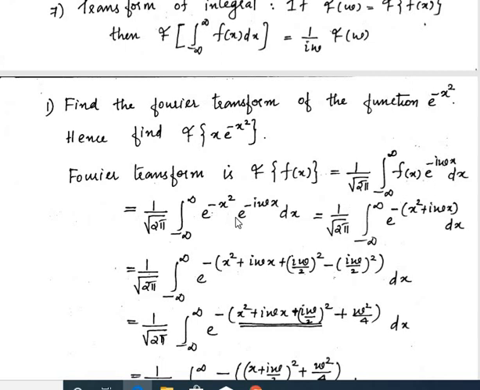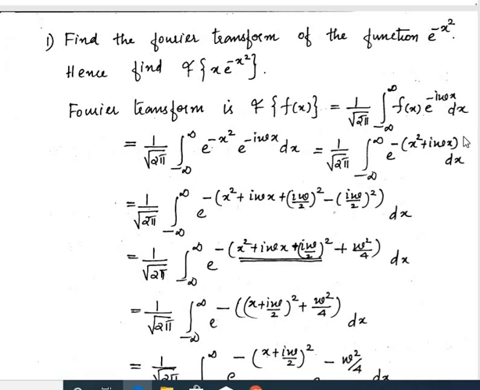Now substituting the value e raised to minus x square, we have a power and we cannot integrate this directly, so we apply the completing the square method. Completing the square means the first condition is that the coefficient of x square should be 1, and it is 1. Now take the coefficient of x, that is i omega. Now take half of it, that is i omega by 2. Now add and subtract the term, that is, i omega by 2 the whole square.